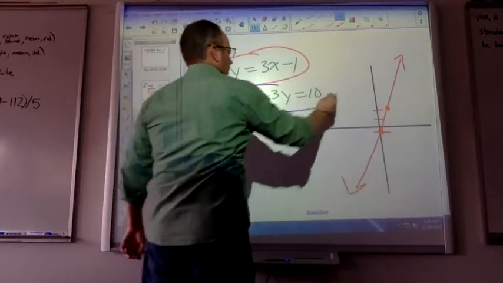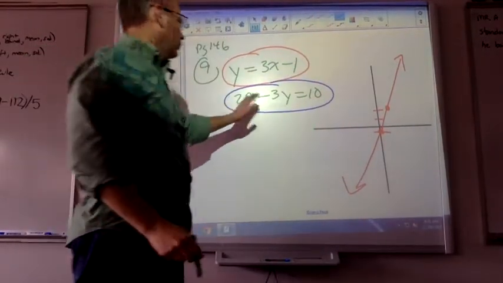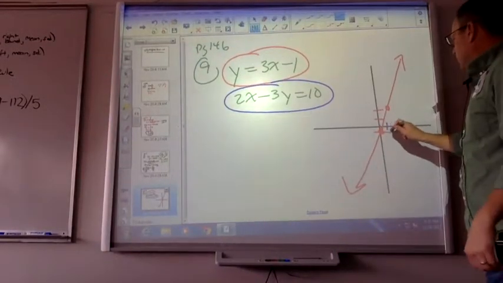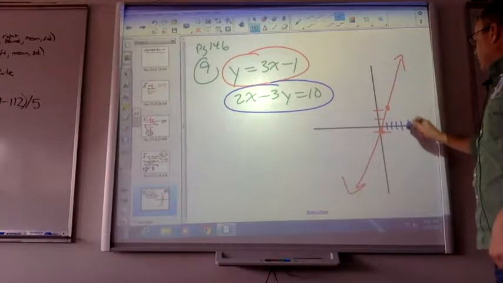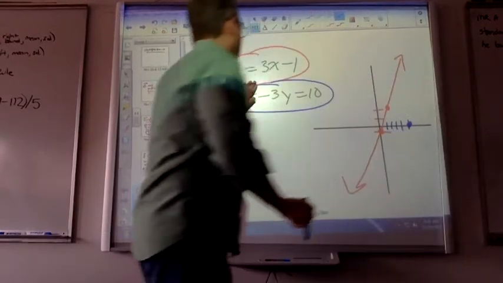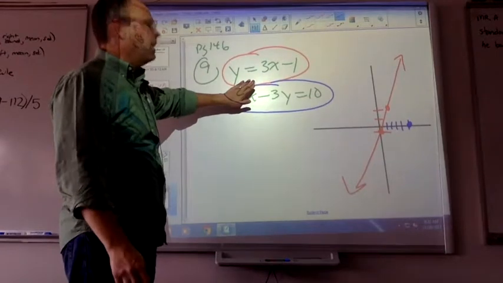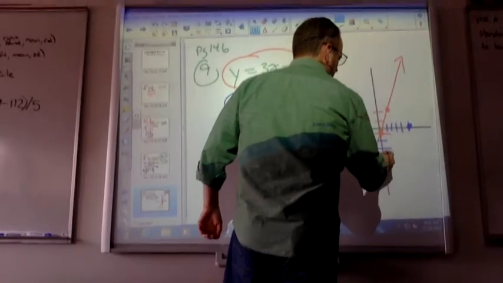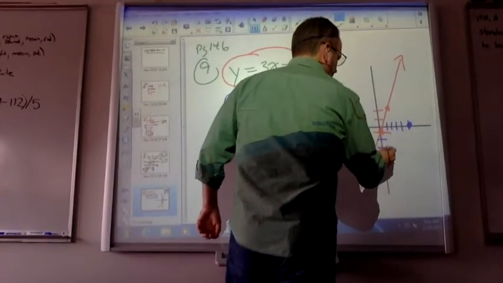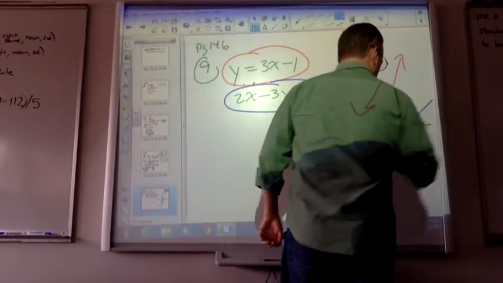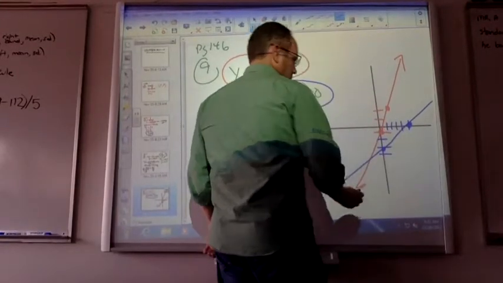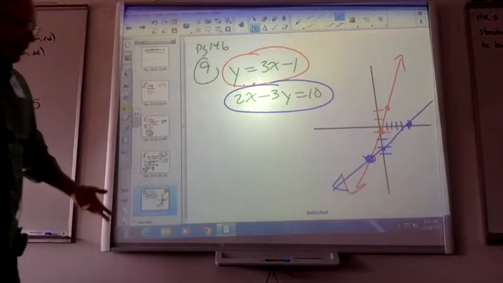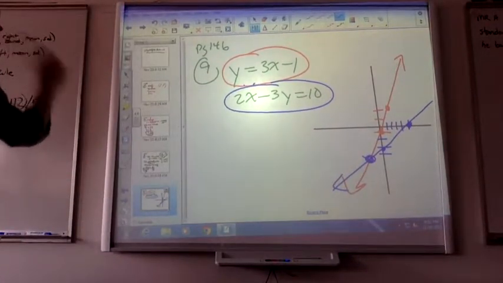By trying to do the cover method on this one, I could be kind of successful. So if I cover up my x value, 2 times 5 would be 10. I have 1, 2, 3, 4, 5. And then if I cover up that, I get negative 3 times y equals 10. So y equals negative 3 and a third. So 1, 2, 3, and a third is like here. So that's our intersection right there. Negative 1, negative 4 maybe.